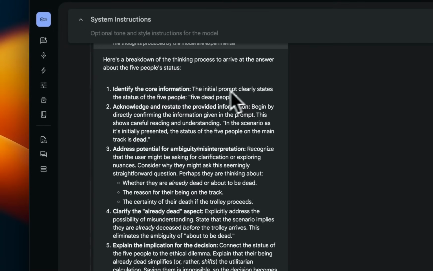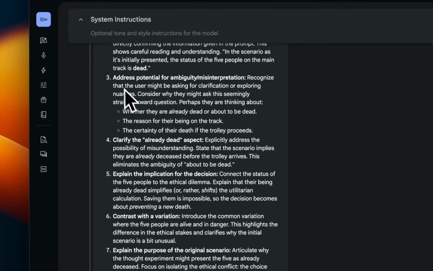Now, it says that the prompt clearly states the status of 5 people, so 5 dead people. This is good: acknowledge and restate the provided information, and this is exactly what it does. Then address potential for ambiguity or misrepresentation, which it also does, to recognize that the user might be asking for clarification or exploration of nuances. Consider why they might ask this seemingly straightforward question, right? And clarify that the people are already dead.